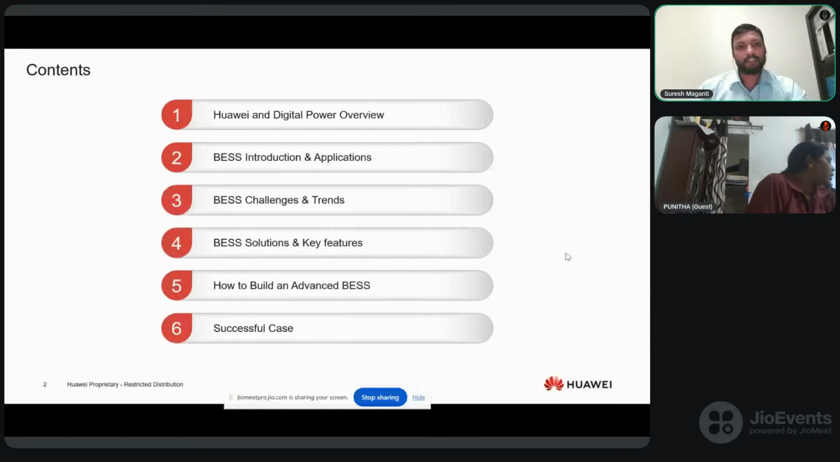After that, what are the challenges when we integrate with the grid, especially the grid level challenges, and what are the trends that motivate towards battery energy storage systems and their installations in the grid. And then we'll discuss the battery energy storage solutions. Mostly here I will talk about some Huawei solutions in comparison with industry standard solutions, and also its key features, how the battery energy storage system possesses different key features.